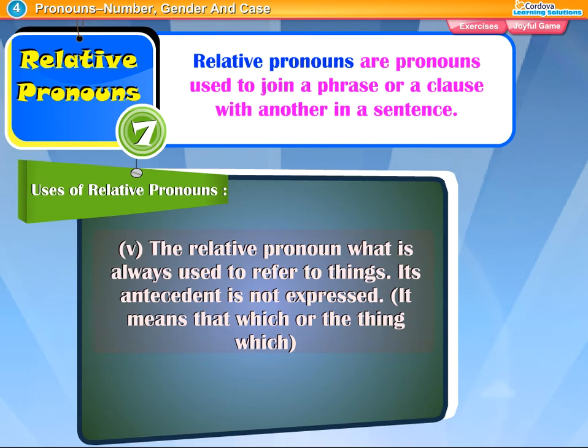The relative pronoun what is always used to refer to things. Its antecedent is not expressed. It means that which or the thing which.